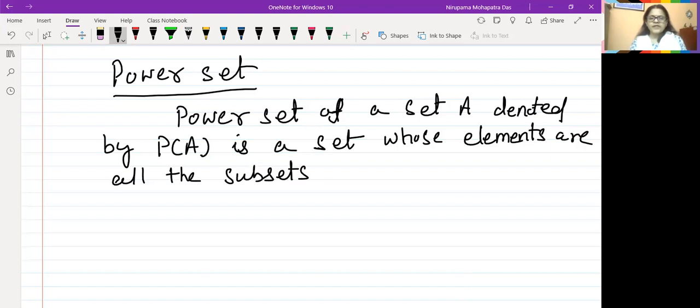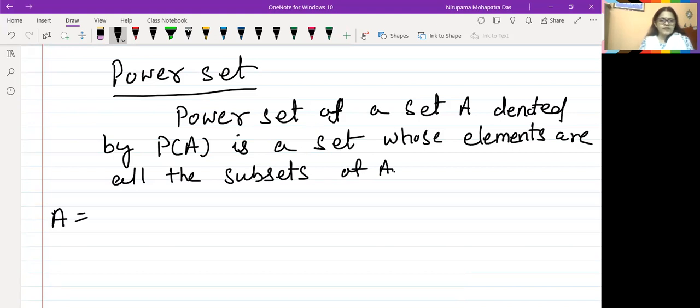All the subsets of A. So all the subsets means empty and non-empty. Okay, so now we know how to find all possible subsets of A. So whenever you have all the subsets of A, then the set containing all the subsets of A will be the power set of A. Okay, so let me just show you.